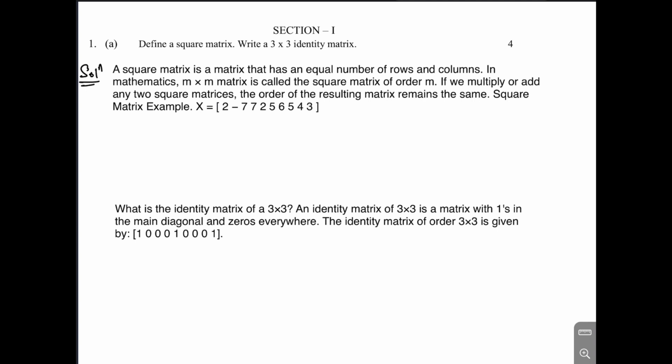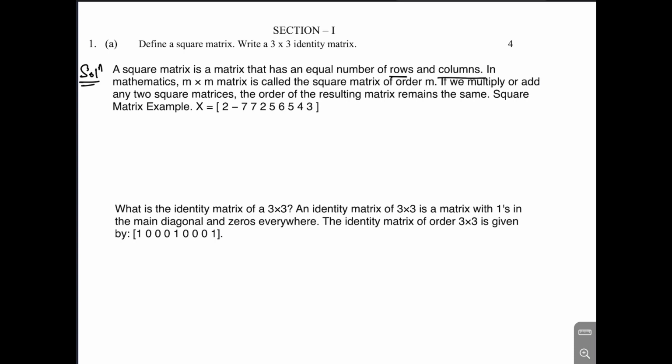So the definition of a square matrix is a matrix that has an equal number of rows as well as columns. In mathematics, it is normally defined as an M cross M matrix, which is called a square matrix of order M. If we multiply or add any two square matrices, the order of the resulting matrix remains the same.